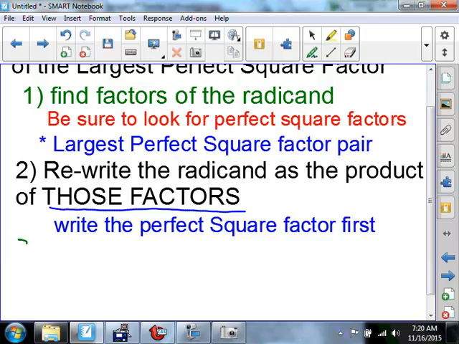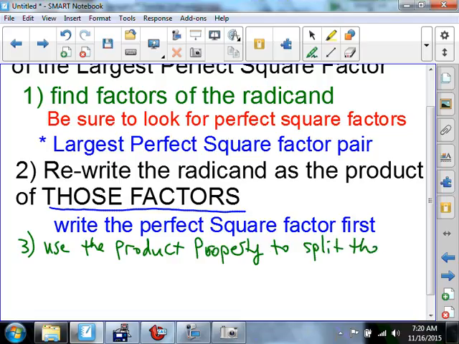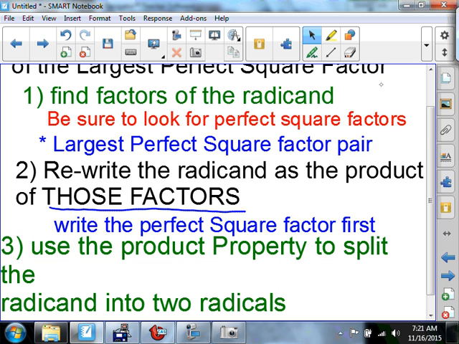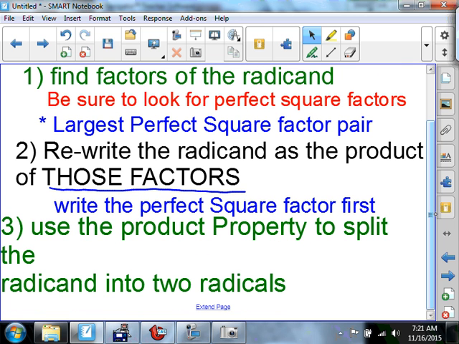So anyway, the third step is to use the product property to split the radicand into 2 radicals. Steps 2 and 3 are really the mathematics behind what we do when we simplify a radical. Step 3 is use the product property to split the radicand into 2 radicals.